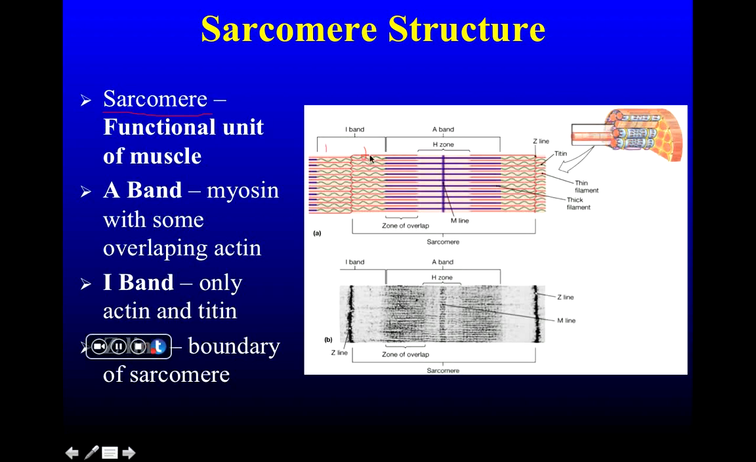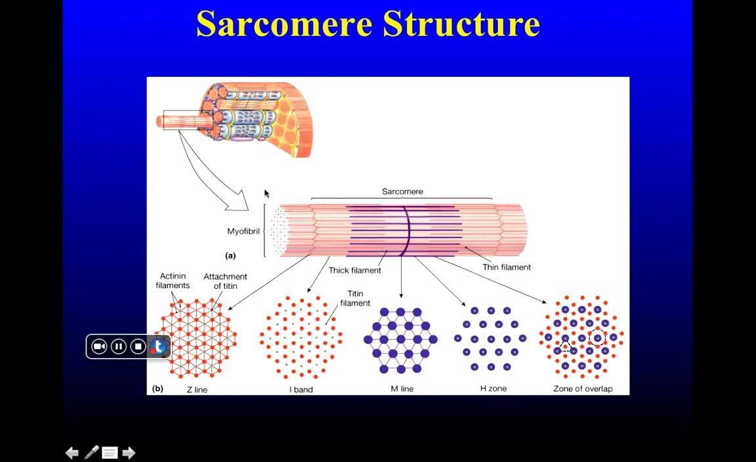What would you expect to find in the I band? Primarily actin with some titin, and the Z line. What would you expect to find in the A band? And you can say, well, on the region of the zone of overlap, you would expect to find actin and myosin both. Okay. Now, remember I said we would like to look at this from a cross-section view.